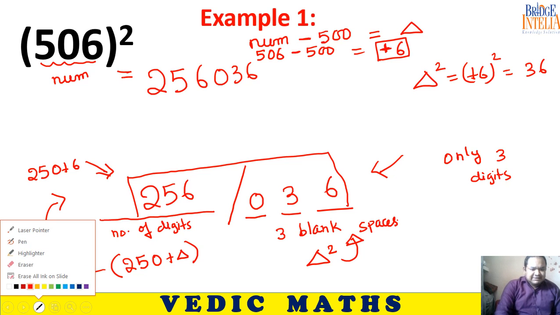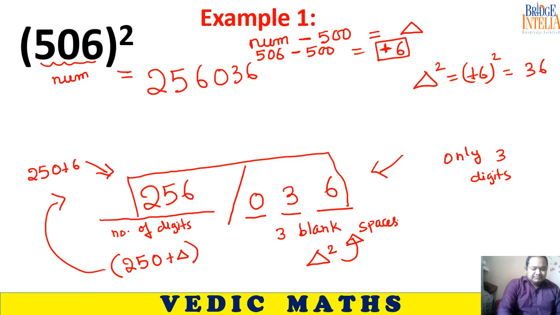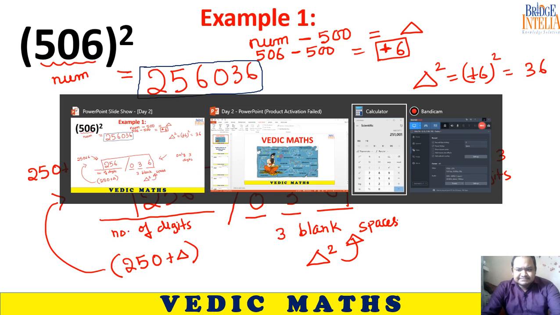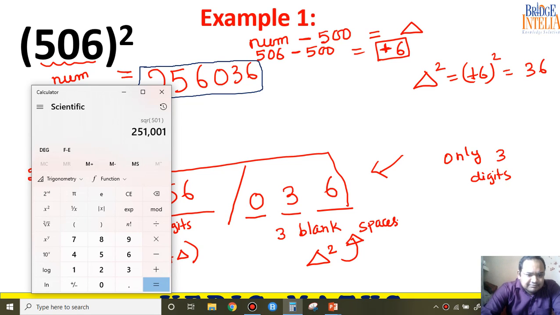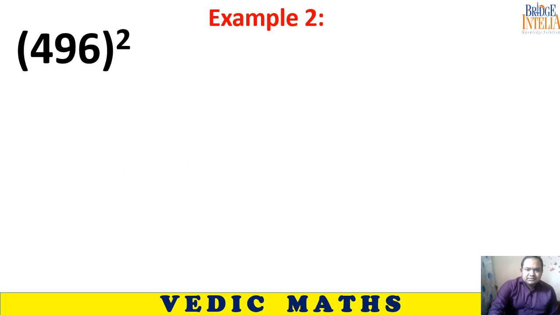Let us verify this using a calculator. Let us see if our answer is correct or not. The answer we have found is 256036. Let us see what the calculator says. 506 whole square. 256036, you can see, is the correct answer.